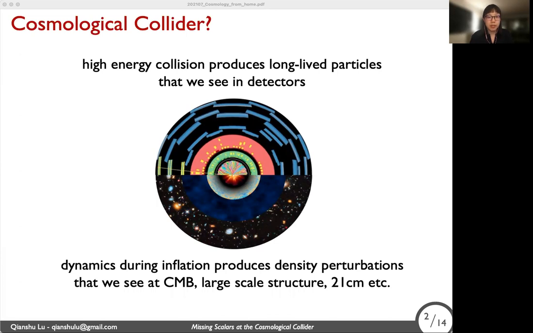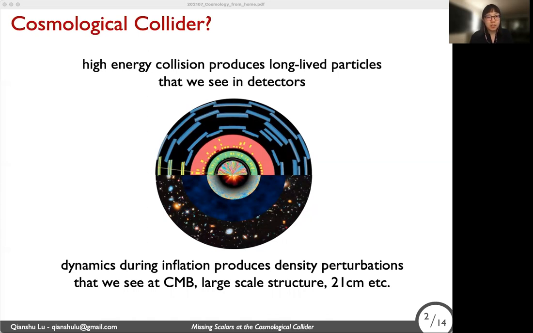we have on Earth. So on Earth, we collide particles in beams, which goes through a high energy collision process. And we infer the physics behind the high energy collision by studying the properties of the long-lived particles produced through the collision process, which we see in our detectors.